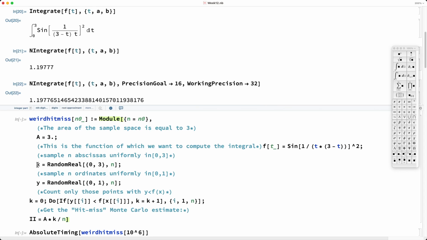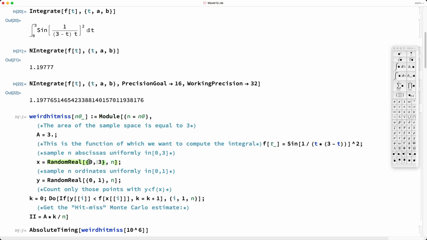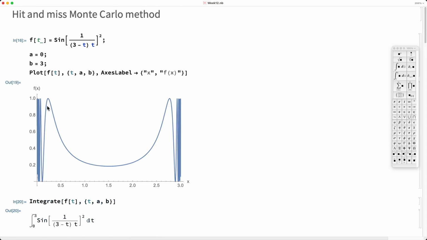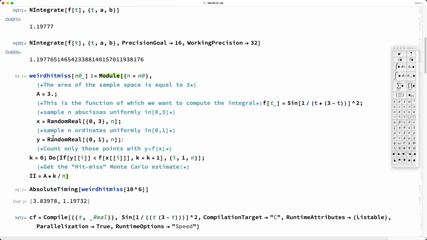So we're gonna draw random numbers from 0 to 3, and random numbers uniformly sampled from 0 to 1 for the y coordinate. And then we can count how many of those have an f of x that's lower. Actually, how many of those y values are lower than f of x, and those will be under the curve. And by counting the number of samples under the curve, we will calculate the area under the curve. So this is what this is doing.